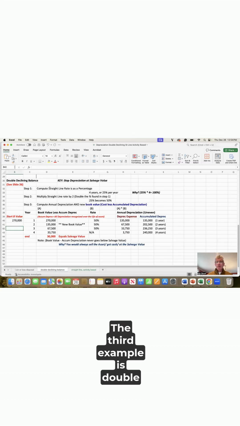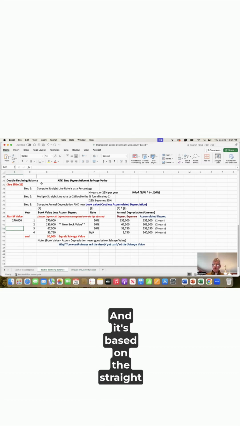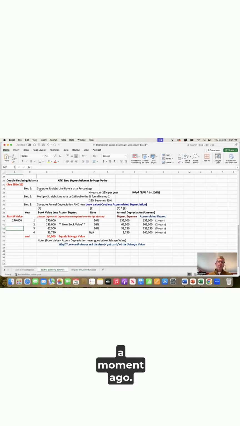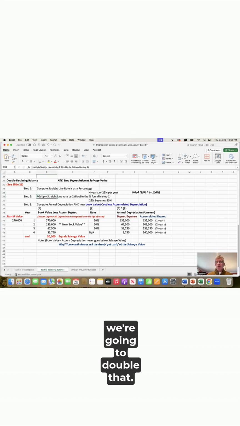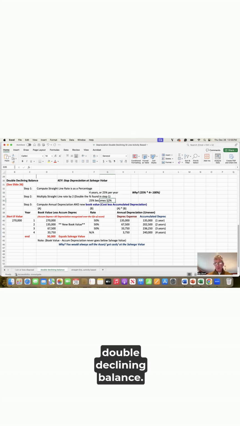The third example is double declining balance. And this is a little complicated, and it's based on the straight line method you saw a moment ago. So we compute the straight line rate as a percentage. Let's say that straight line was over 4 years, or 25% a year. We're going to double that. So 25% a year becomes 50%. Hence, that's the double in double declining balance.